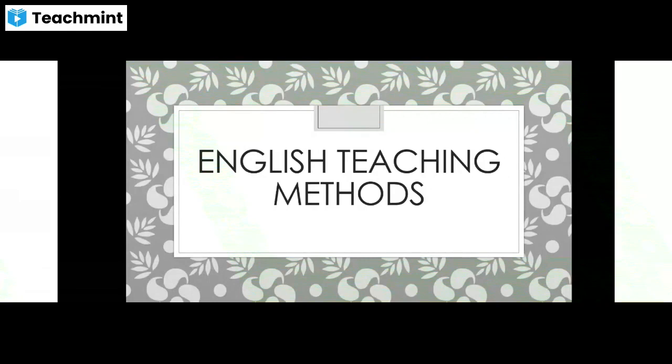The next method is the silent way. The silent way emphasizes learners' autonomy. The teacher acts merely as a facilitator, trying to encourage students to be more active in their learning. The main aim of this way of teaching is for the teacher to say very little so students can take control of their learning. There is a big emphasis on pronunciation, and a large chunk of the lesson focuses on it.